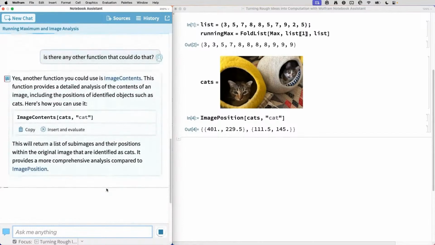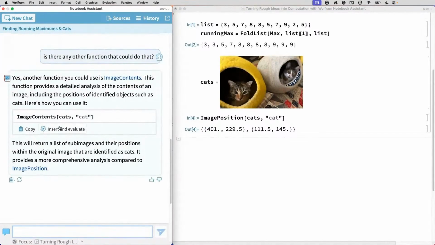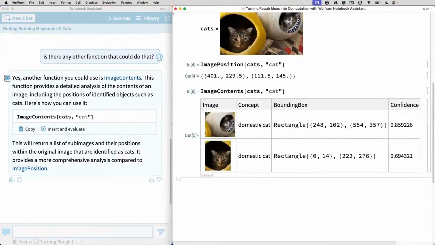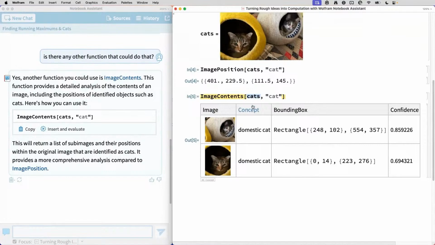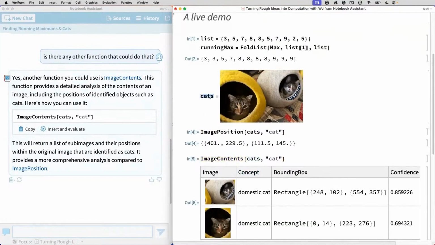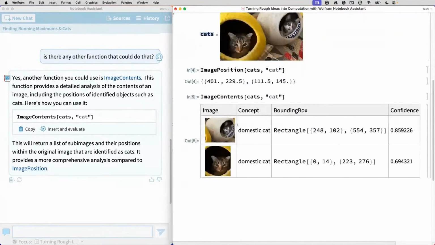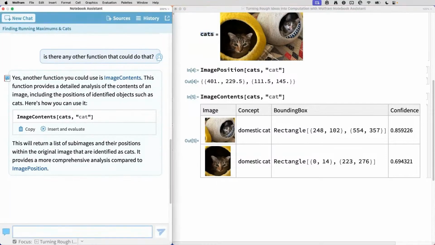Yeah, so you could use image contents perhaps. And then here we get a nice little data set where it says, okay, we've looked in the image that I've called cats here. There's nothing special about calling it cats. It's just what I've called it. And we're able to see, oh, okay, there's a domestic cat, and this is the little thumbnail, and another domestic cat, and this is the little thumbnail. And here are the rectangles that are the bounding boxes for these cats. And here are the confidences that this thing is a domestic cat in each case. So that's pretty nice, if you ask me.